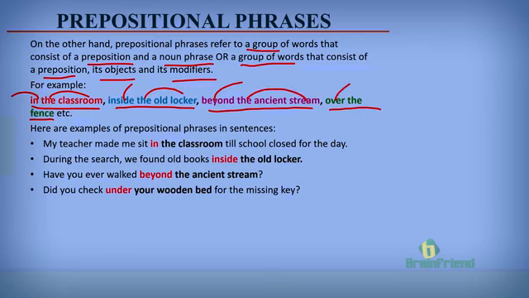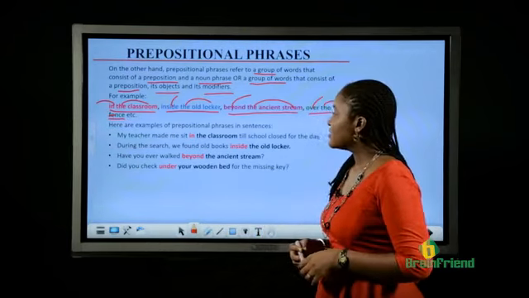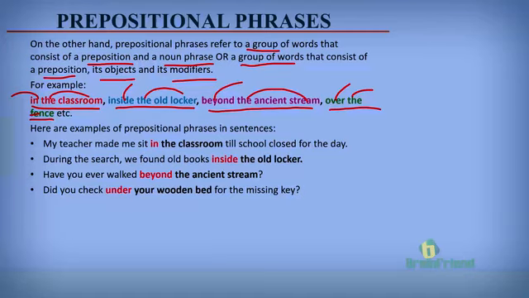Now let's look at how these prepositional phrases are used in sentences. My teacher made me sit in the classroom till school closed for the day. During the search, we found old books inside the old locker. Have you ever walked beyond the ancient stream? Did you check under your wooden bed for the missing key? So these underlined words are prepositional phrases in these sentences.